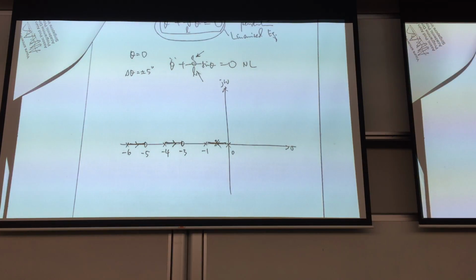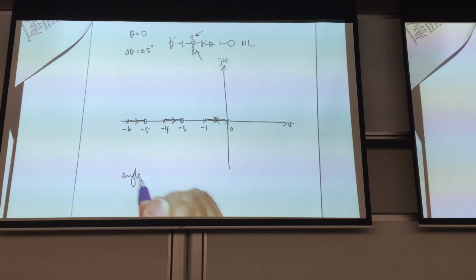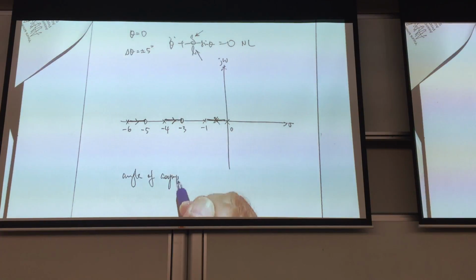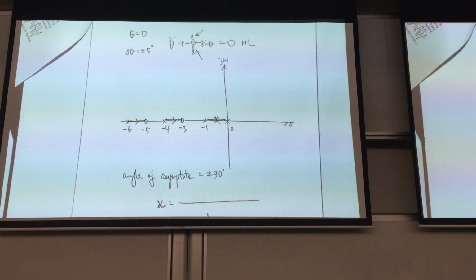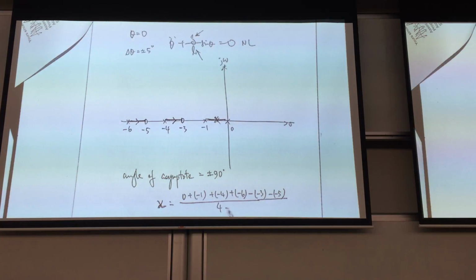Okay, you have the double point, and you need to work out what will be your asymptote. Angle of asymptote we mentioned is going to be plus minus 90 degrees, right? Your angle of asymptote is equal to plus minus 90 degrees. So you need to find out what is your centroid, right? Centroid of your asymptote. Your x is going to be equal to, in this case, 0 plus -1 plus -4 plus -6 minus -3 minus -5, and divided by 4 minus 2.